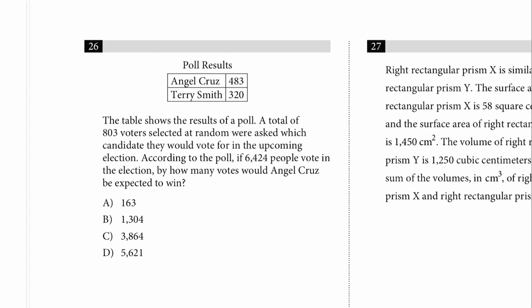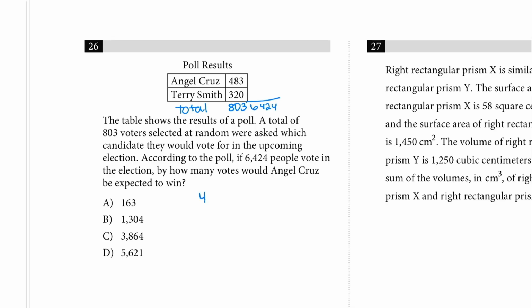The table shows the results of a poll. A total of 803 voters selected at random were asked which candidate they would vote for in the upcoming election. According to the poll, if 6424 people vote in the election, by how many votes would Angel Cruz be expected to win? So let's go ahead and extend this. We know that the sum is going to be 803 here. We also know that it represents 6424 people. So let's find the corresponding votes for the entire amount of people here.